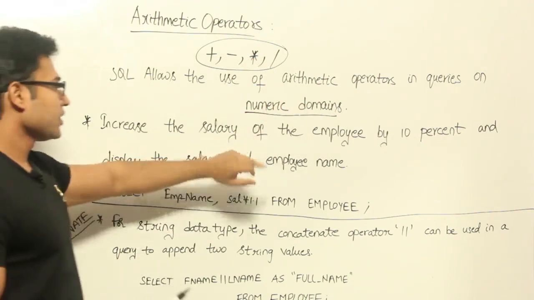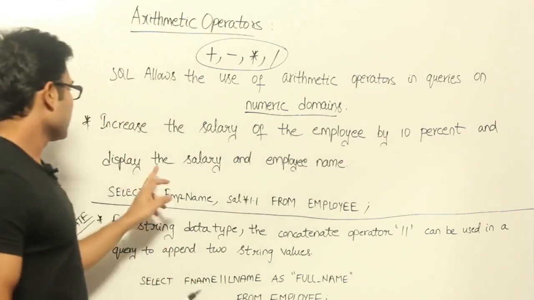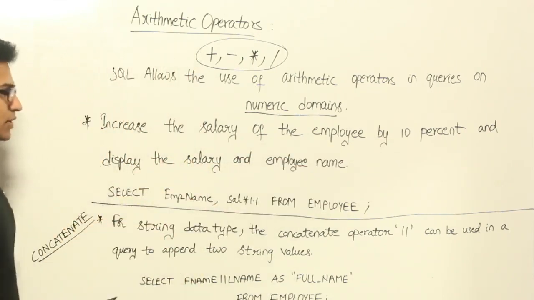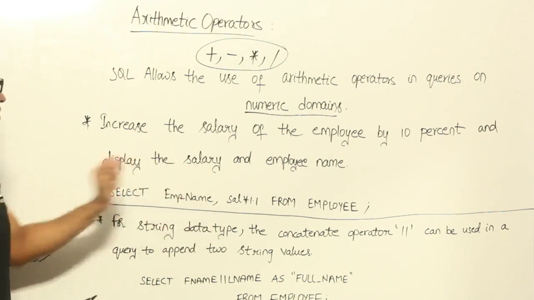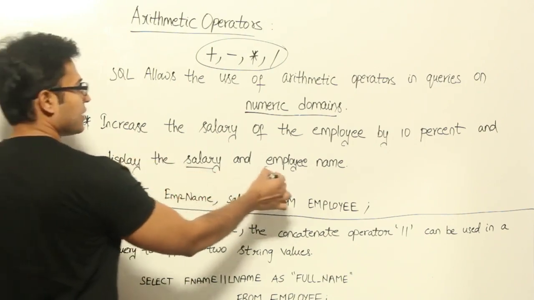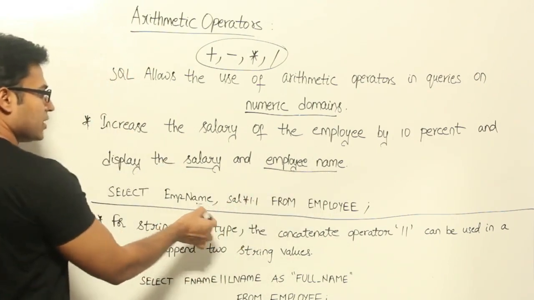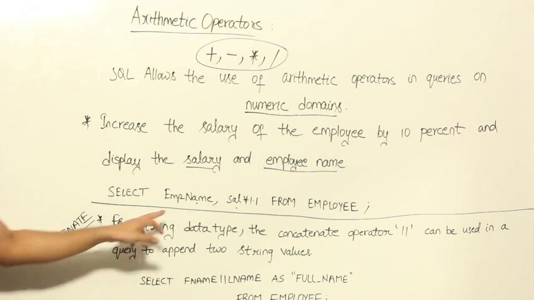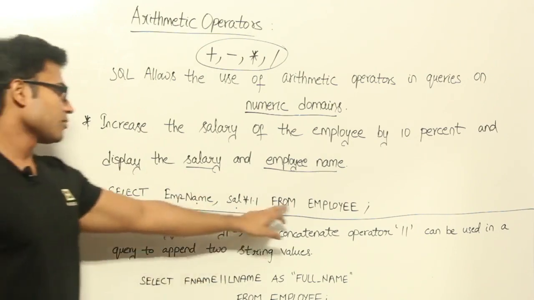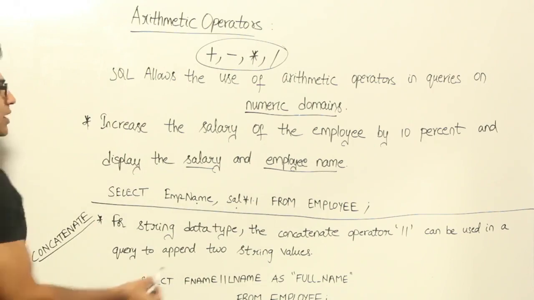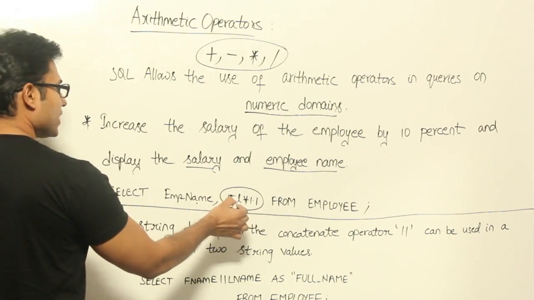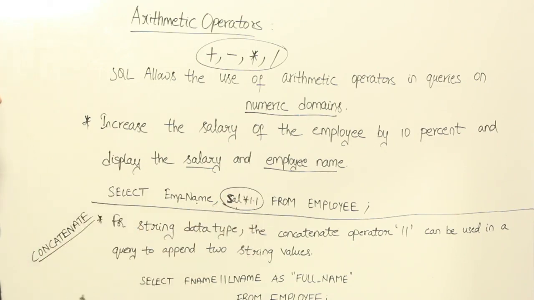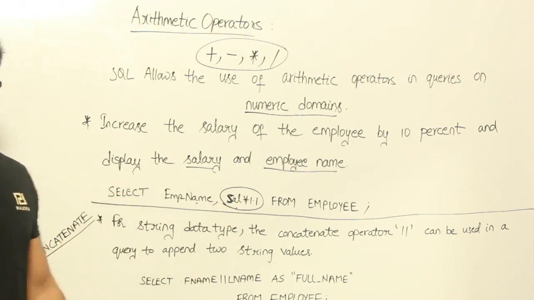Now, increase the salary of the employee by 10% and display the salary and employee name. If that is what we want, then we are going to write this query like this: select employee name and salary, because we want to display salary and employee name. That is why I am writing it as employee name and salary. Assume that the table contains these two attributes, employee name and salary, from employee, in such a way that we are going to multiply salary, the entire attribute. So SAL is the name of the attribute salary. Now SAL into 1.1. So it is nothing but incrementing it by 10%, isn't it?